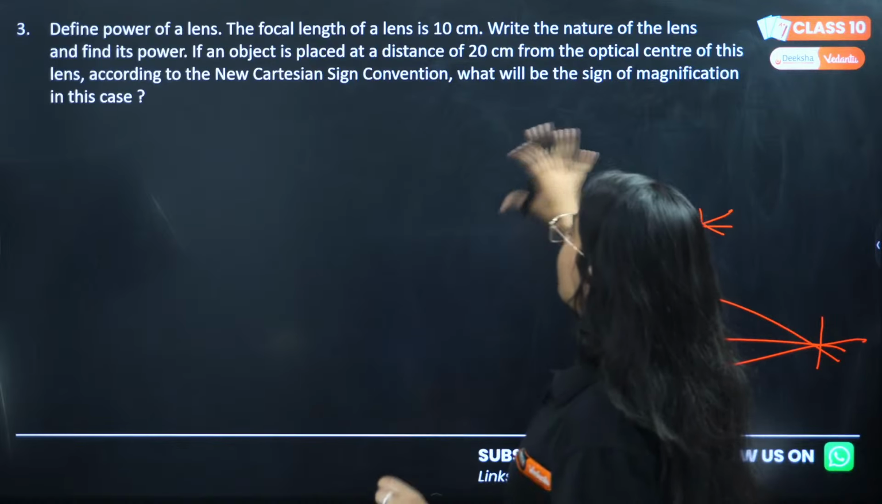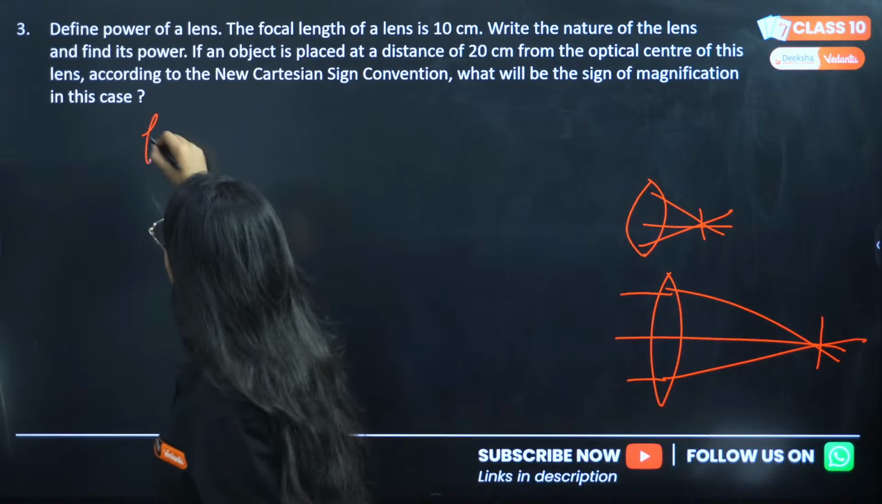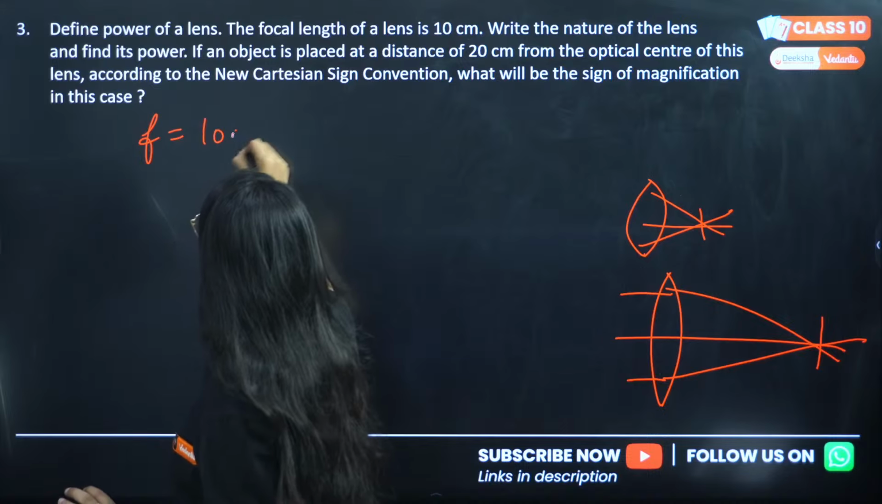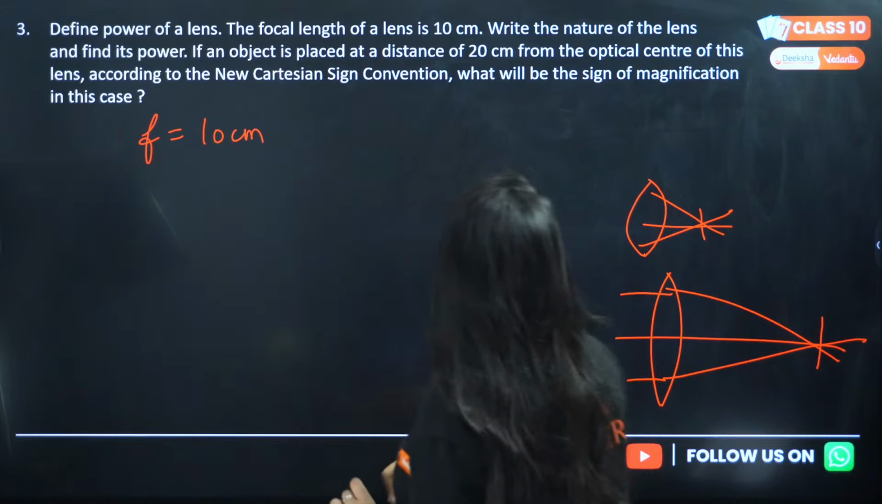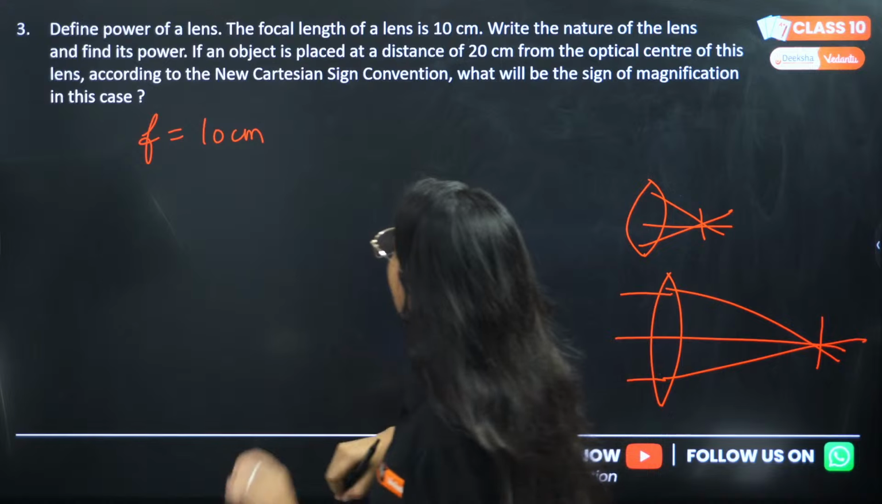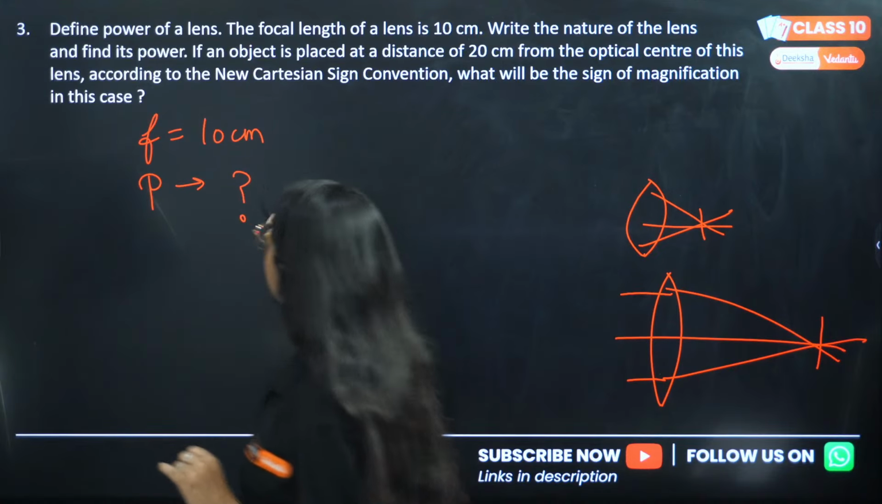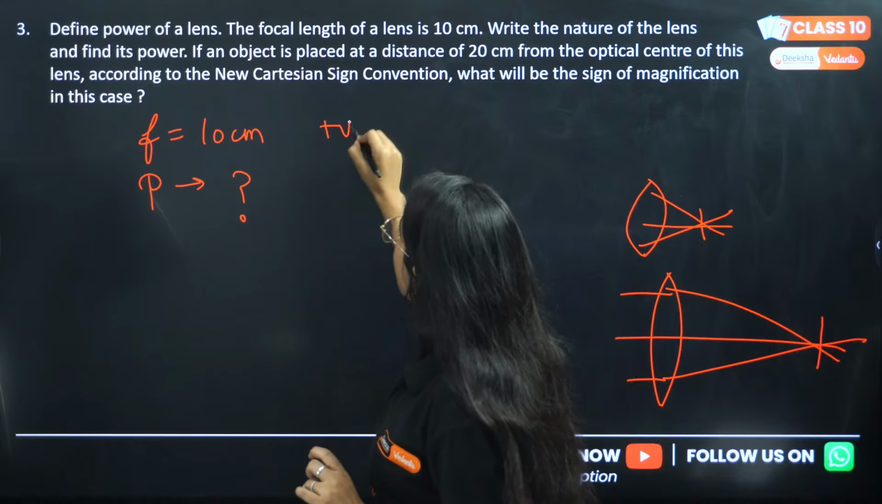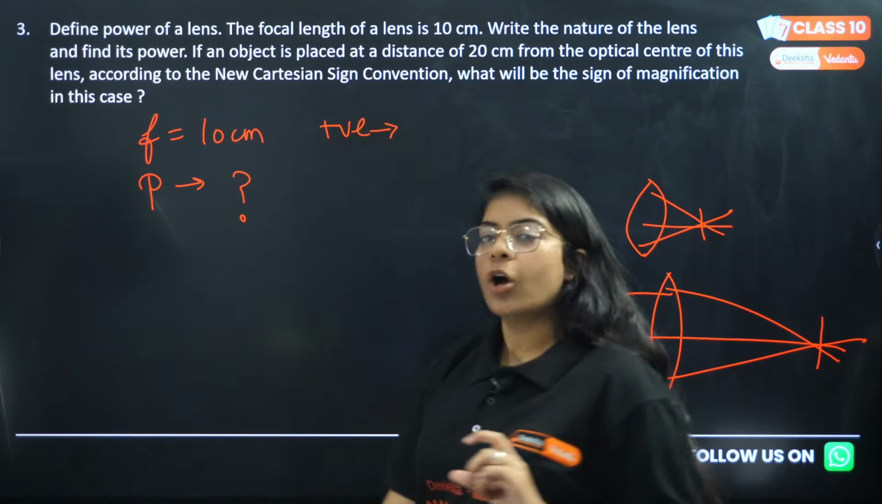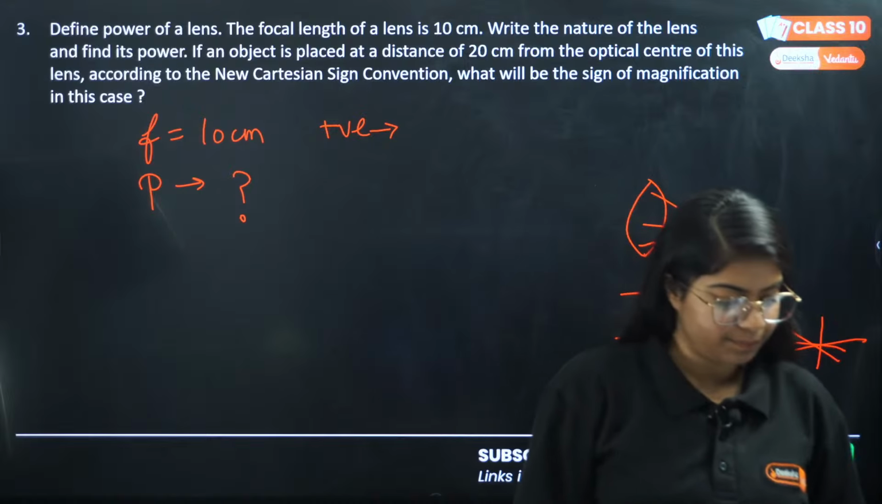Now, the focal length of a lens is 10 centimeter. It is given that there is a lens and the focal length is 10 centimeter. Write the nature of the lens and find its power. We need to find the power. If my focal length is positive, which lens, concave or convex, has positive focal length?